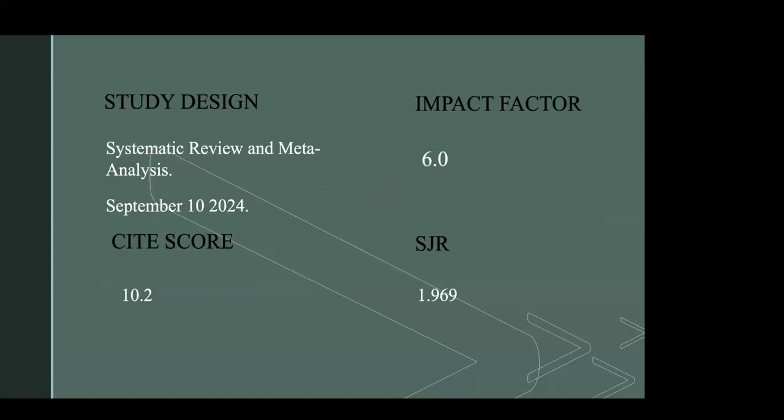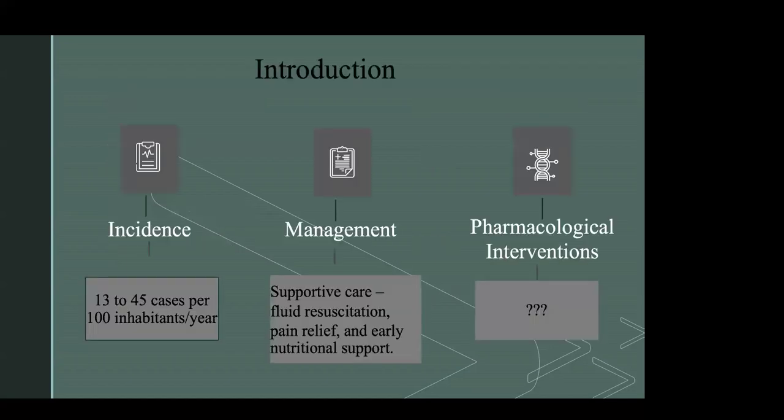The study design is that of a systematic review and meta-analysis, which was published on September 10, 2024. The impact factor of the journal in which it was published was 6. The CiteScore of the meta-analysis is 10.2, and the SJR is around 1.969.